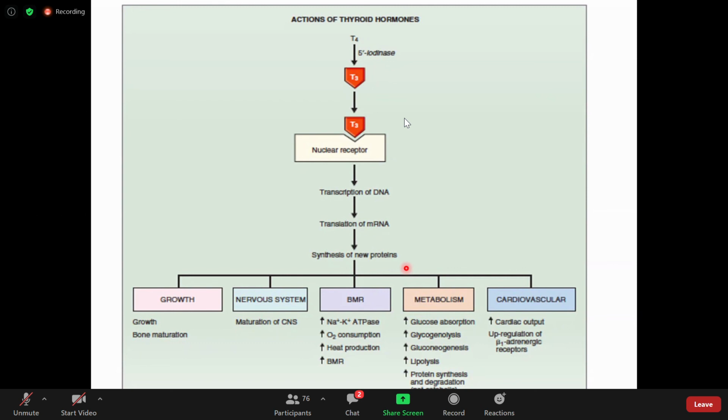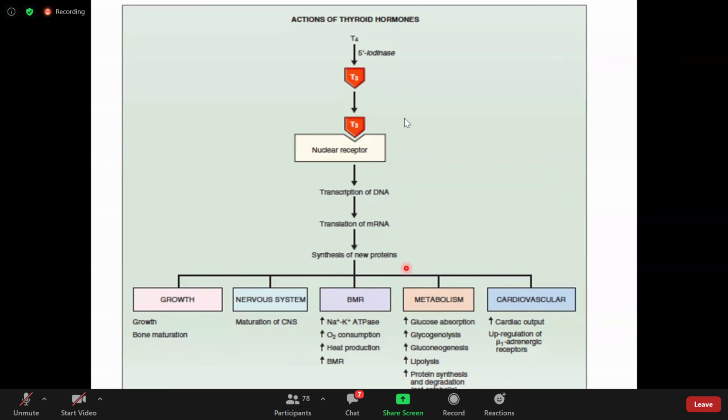Doctor, I still don't get why, when we have increased TBG, we will have a decrease in the free T3 and T4, then an increase in the TSH, right? When you have a high level of TBG, like in pregnancy and estrogen, when you have an excessive amount of estrogen, the amount of free T3 and T4 would be decreased.